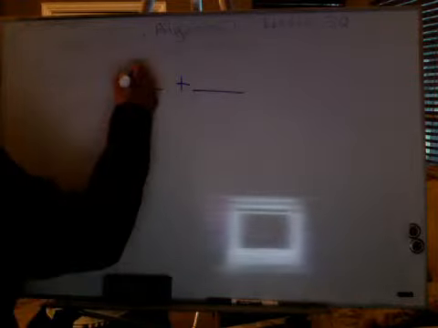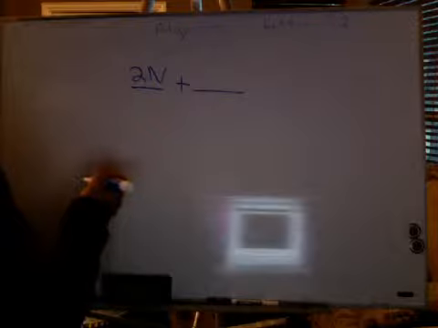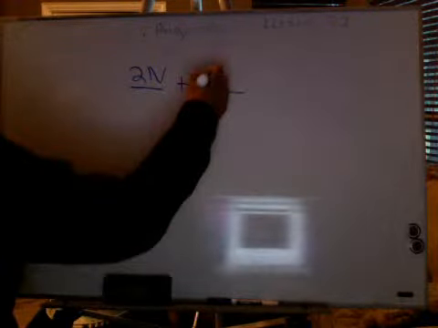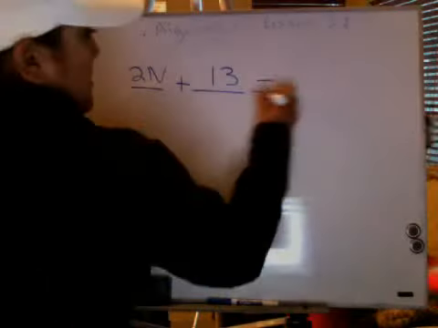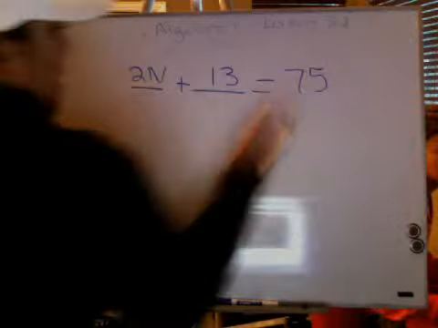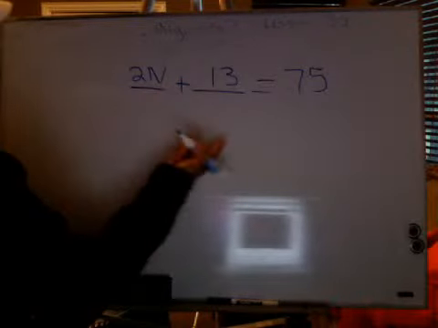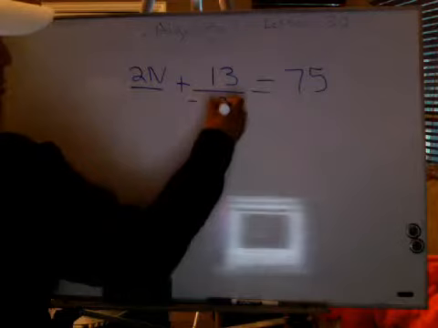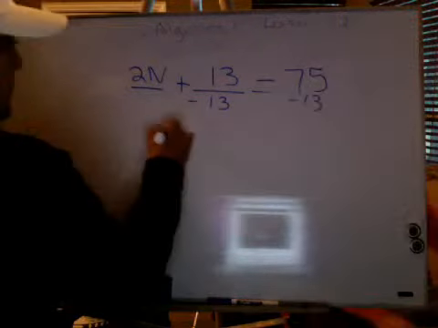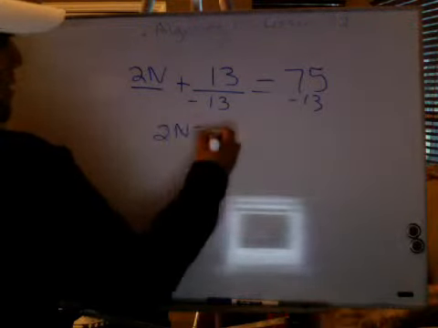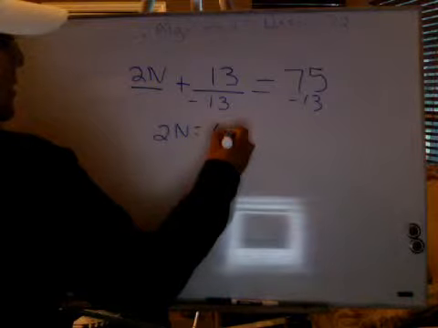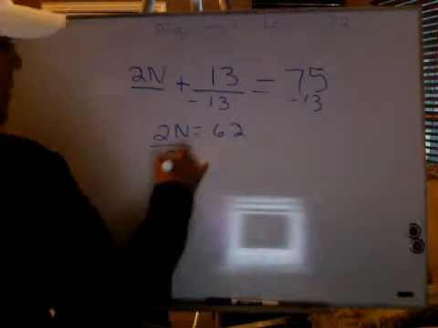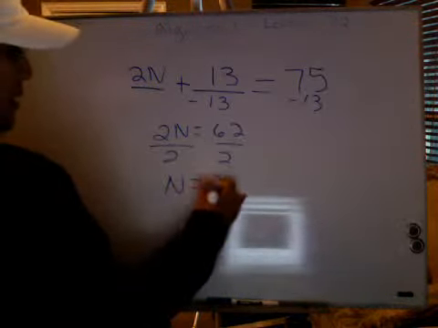The first thing, it says the sum of twice a number. So what is 2 times a number? So the sum of twice a number and 13 is 75. So now this is my equation. Now can I solve it? Yes, I subtract 13 from both sides. I get 2n equals 62. I divide by 2, and n is simply 31.